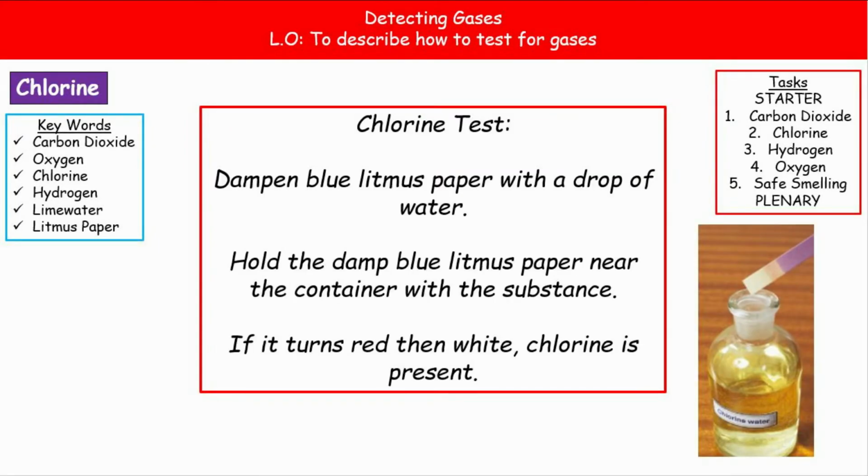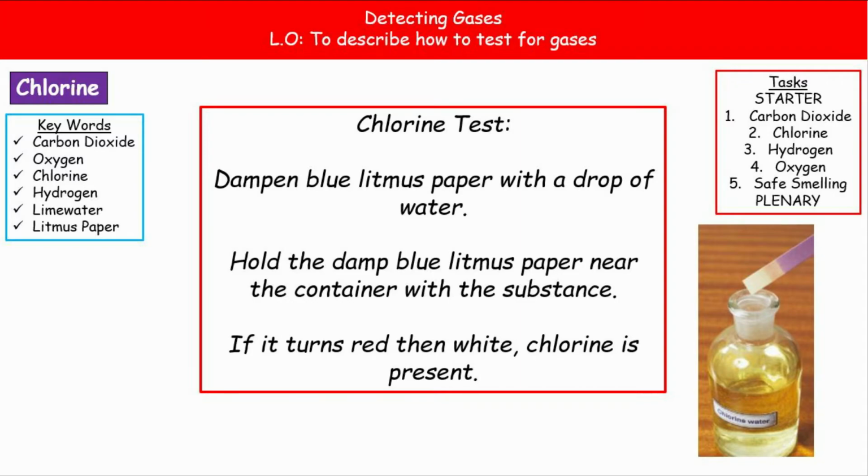The next test we've got is the test for chlorine. Now, I doubt you've experienced this one in school yet. When we're testing for chlorine, what we use is a bit of blue litmus paper. The first thing we need to do is make that damp with a drop of tap water. So we start off by dampening the blue litmus paper with a drop of water, and then we hold it near the container that contains the substance we want to test.